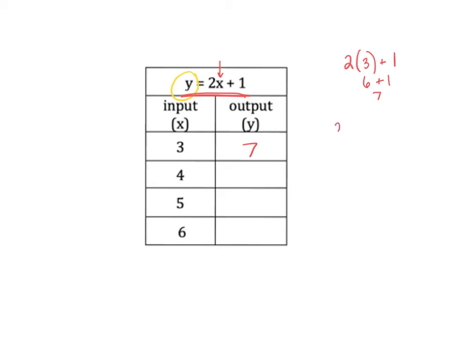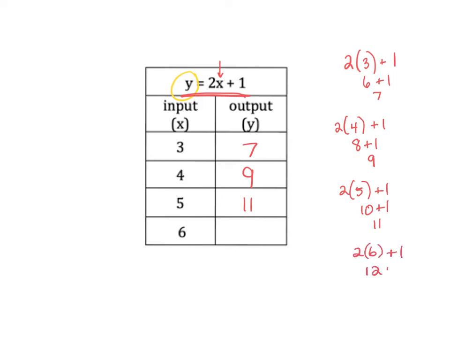The second input is 4. So instead of 2 times 3 this time, it's going to be 2 times 4. Then we can add our 1. 2 times 4 is 8. And then when I add my 1, I end up with 9 as my output. When I use 5, I have 2 times 5 plus 1, which is 10 plus 1, which my output turns into 11. And then last but not least, my 6, 2 times 6 this time plus 1, which is 12 plus 1, which is 13.